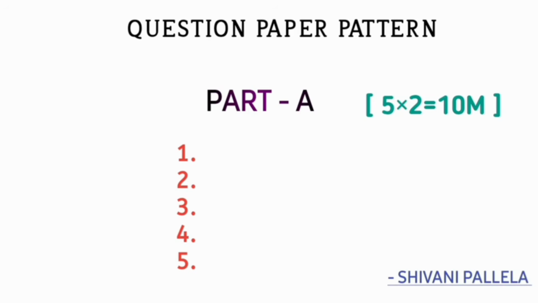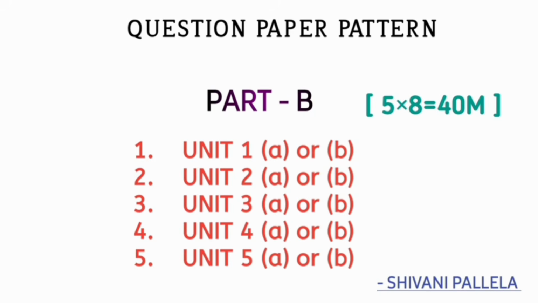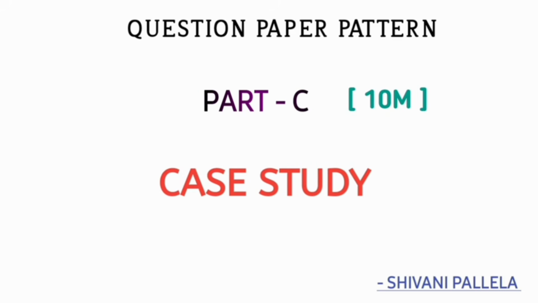As you all know, the question paper pattern is the same as the previous semesters. In part A you need to attempt 5 questions. Each question carries 2 marks. For 2 marks, 5 to 6 lines is enough. And in part B, in each question you will get two choices, which means the first question will come from unit number 1, as you all know.